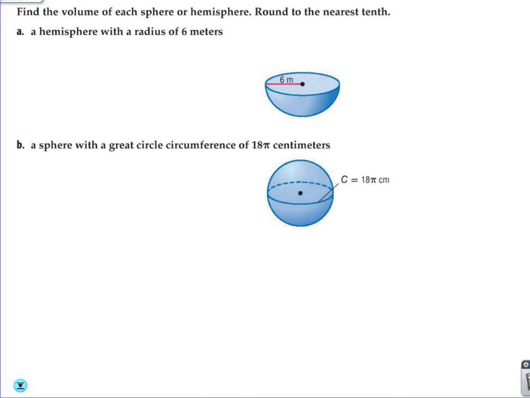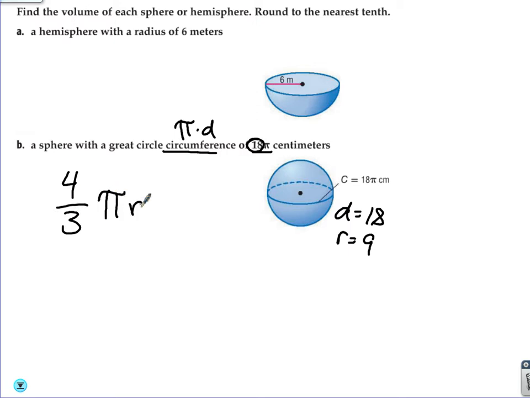Here you go, the second one. A sphere with a great circle circumference of 18 pi. Well, that's pretty easy. If the circumference is 18 pi, well, circumference is pi times diameter. So the diameter is 18. So D equals 18, or R equals 9. We're actually going to need R instead of D. So we're finding the volume. Volume is equal to 4/3 pi R cubed. 4/3 times pi times 9 to the third.